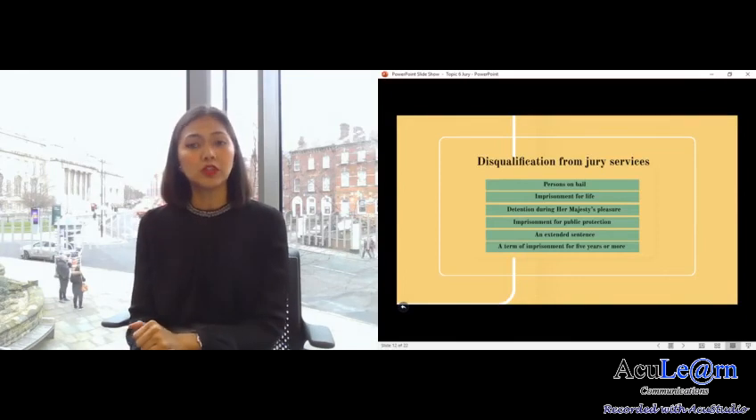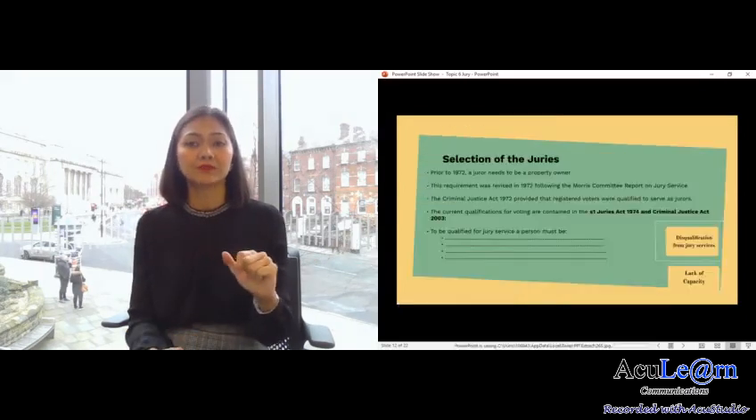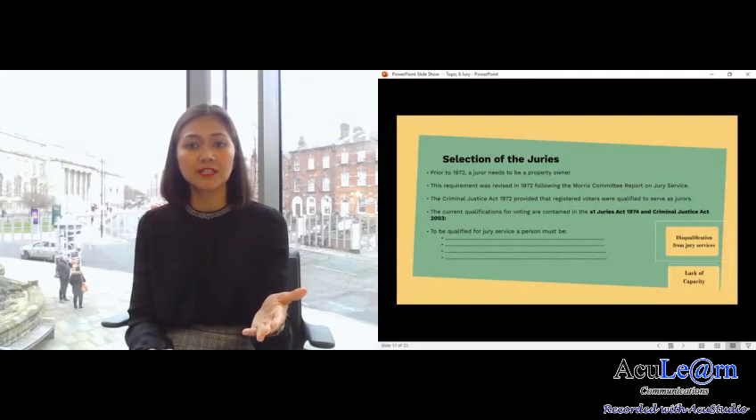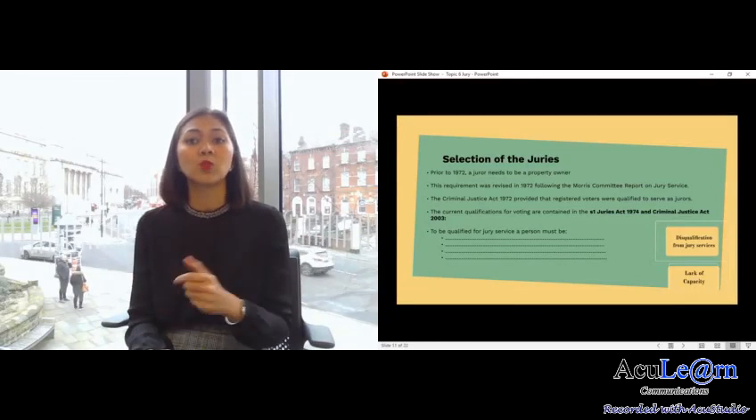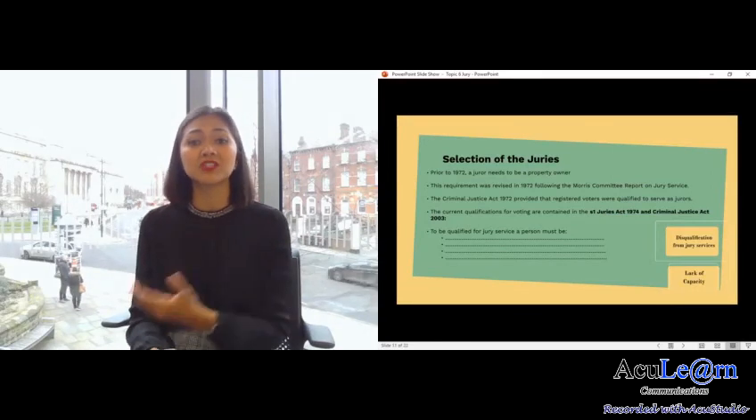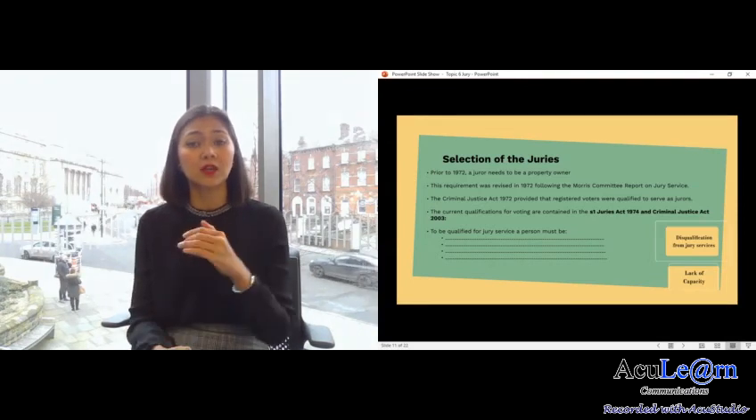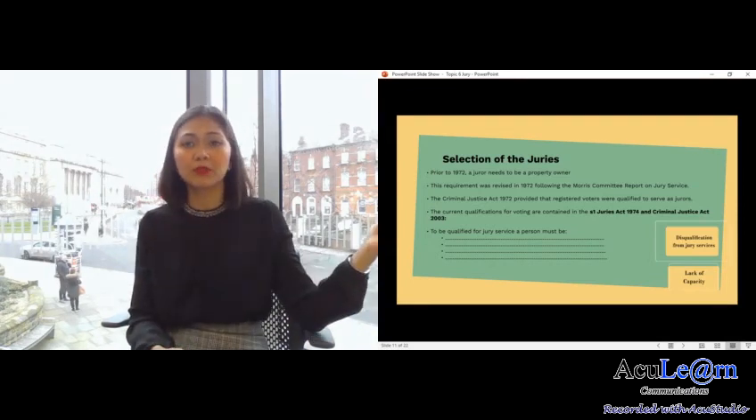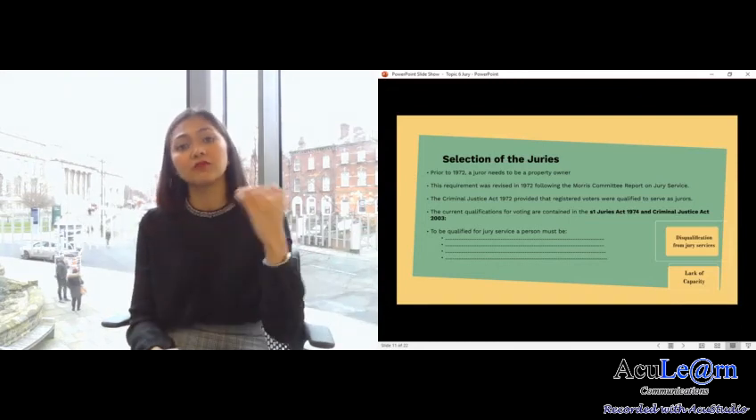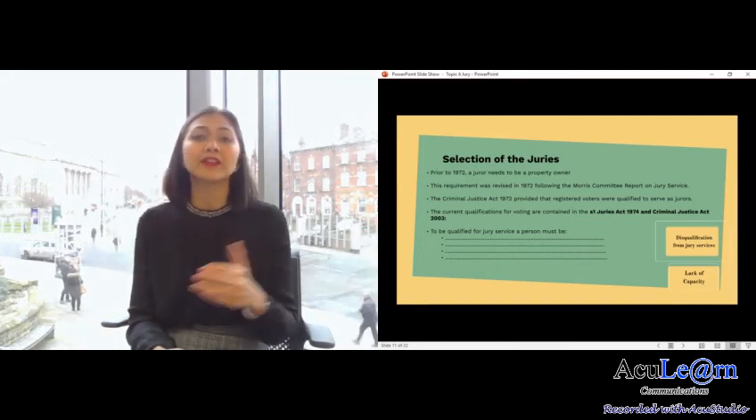So you need to remember the selection of juries. You need to remember Section 1 of the Juries Act and the Criminal Justice Act. And it's good to remember the history also, with regards to previously juries needing to be property owners. But nowadays, if you fulfill these requirements, then you're entitled to become a jury.